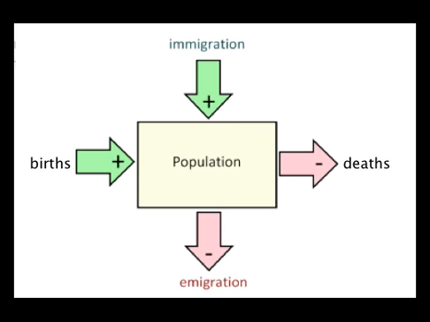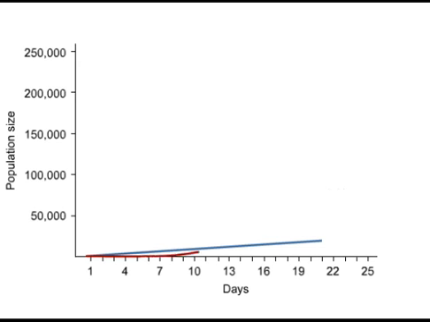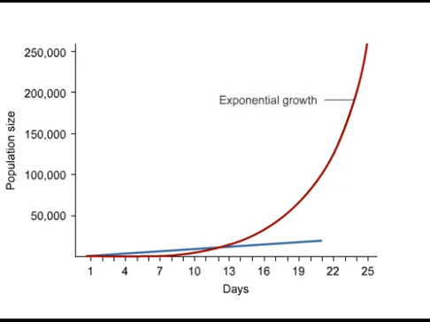It makes sense then that if the number of births is greater than the number of deaths, then the population will increase. Populations tend to start off growing slowly, and they continue to double. And if there is a constant birth rate and unlimited resources, the population graph will have a J shape.